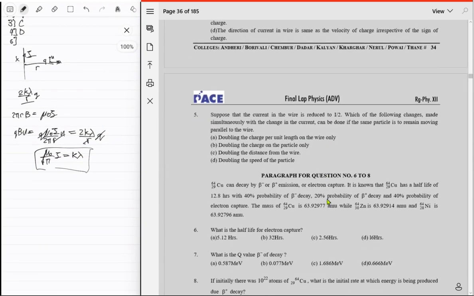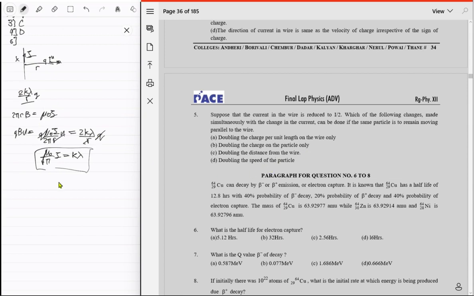Fifth: suppose that the current in the wire is reduced to I upon 2. Which of the following changes, made simultaneously with the change in current, can be done if the same particle is to remain moving parallel to the wire? Doubling the charge per unit length of the wire only. Well, yeah, doubling the charge will do nothing. Doubling the distance of the wire. Okay, that also got cancelled for some reason. Doubling the speed of the particle.